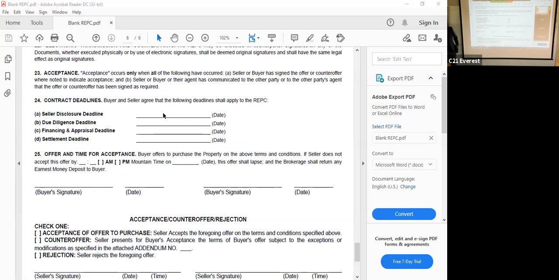So for those deadlines, the finance and appraisal and the settlement deadline, what I would always do is ask the lender, hey, don't tell me a number just to get my business. Tell me how much time you think it's going to take. How much time do you need for the finance and appraisal deadline? How much time do you need for settlement?